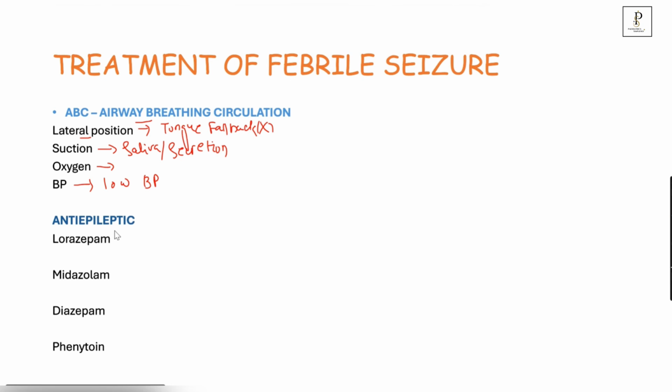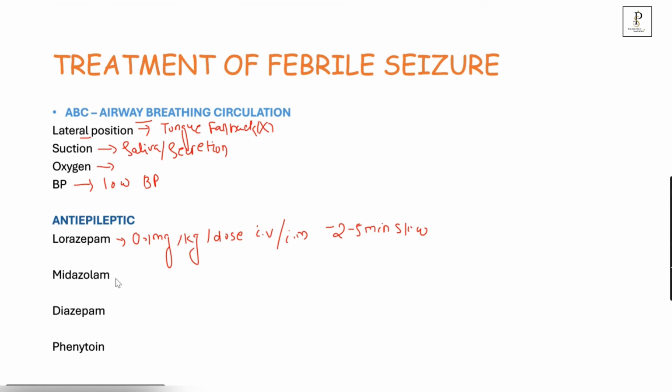Next treatment is antiepileptic. In antiepileptic, first you can give lorazepam, midazolam, diazepam, etc. These three antiepileptics we usually give. Lorazepam: what is the dose of lorazepam? Lorazepam dose is 0.1 mg per kg per dose, IV or IM. If you are giving IV, give it slowly over 2 to 5 minutes.